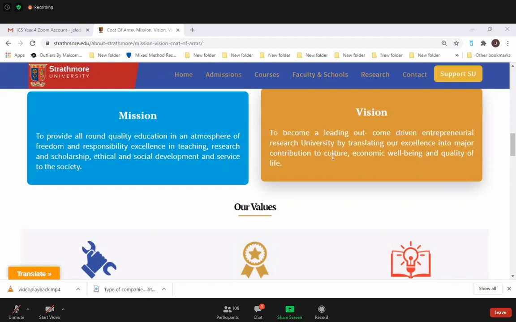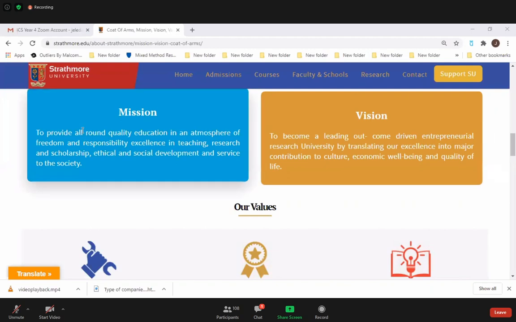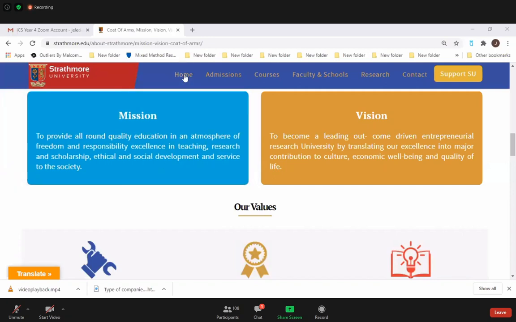Okay. What does it mean here by all-round quality education? What do they mean by all-round? All-round. Look at all these people who have not renamed themselves. Diana Diambo, all-round.